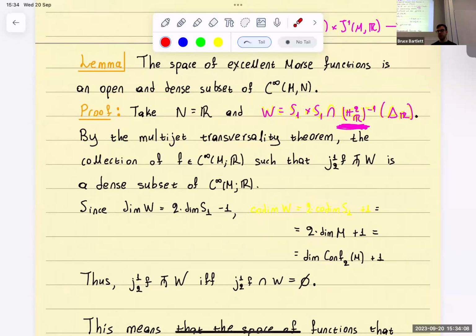That's true for the dimension of W. What I want for the transversality theorem is the codimension. I get codimensions from subtracting dimensions from something, so the -1 will become +1. The codimension of W is twice the codimension of S1 plus 1. And the codimension of S1, we saw previously, is the same as the dimension of M. That's twice the dimension of M plus 1. Well, twice the dimension of M is the dimension of the configuration space of 2 points in M.